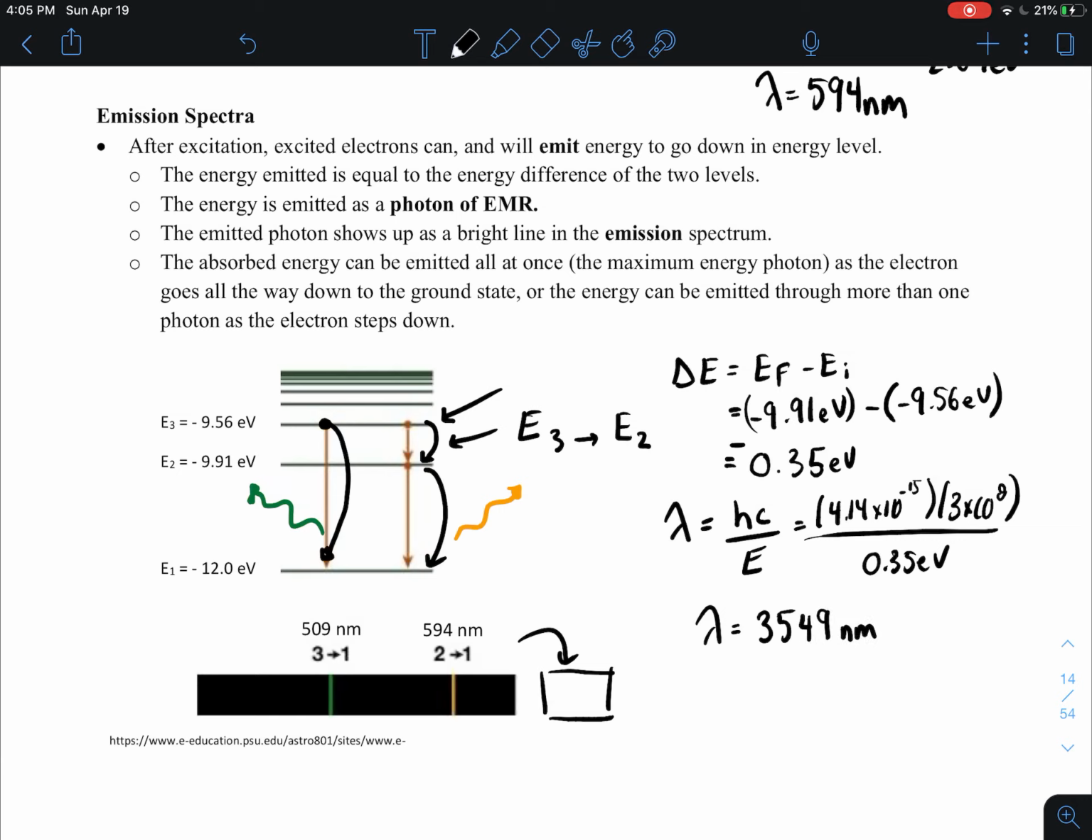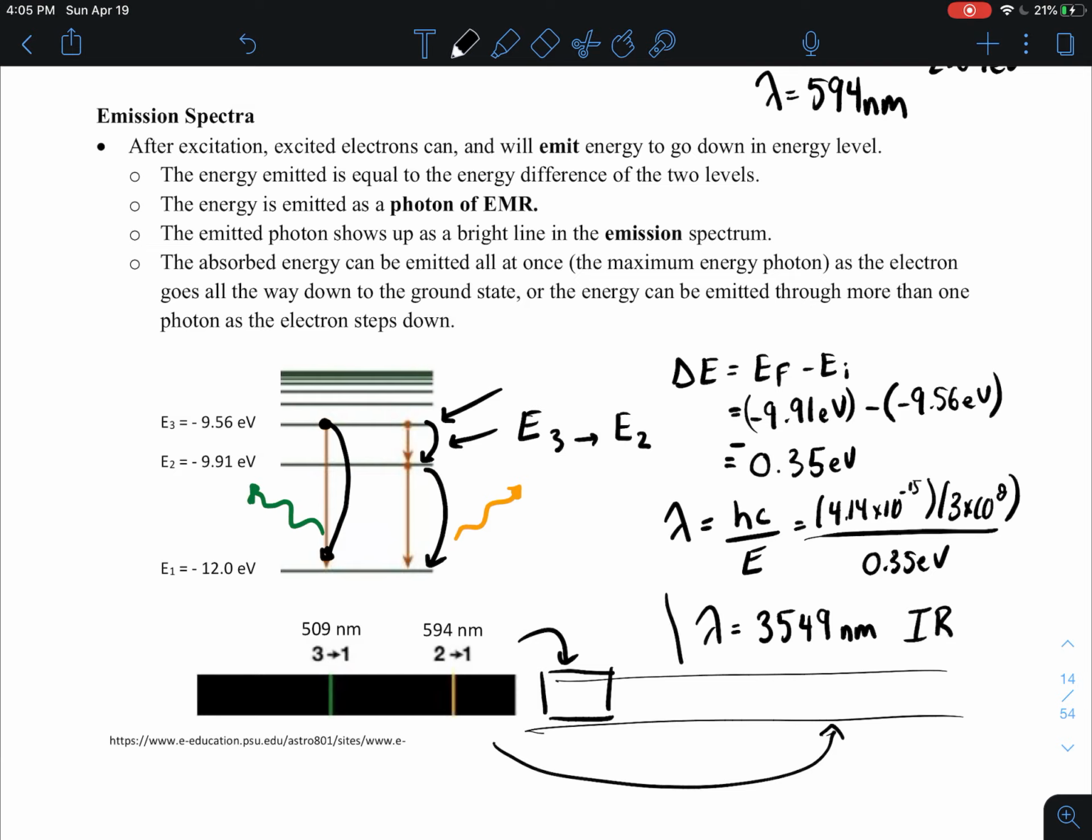3,549 nanometers. I was a little bit off in my picture, so I would imagine that it is actually even larger than that. It would be quite a big difference, somewhere over here in terms of that spectrum. Because it is beyond red, I would consider this to be roughly into the infrared side of the spectrum. Large wavelength, roughly in the infrared.